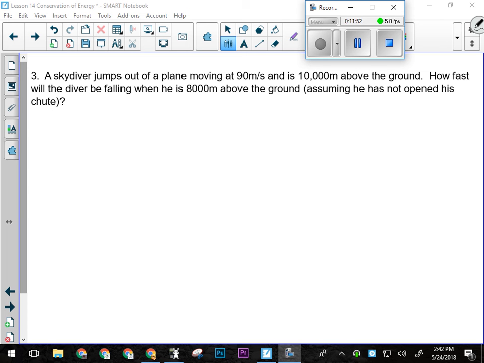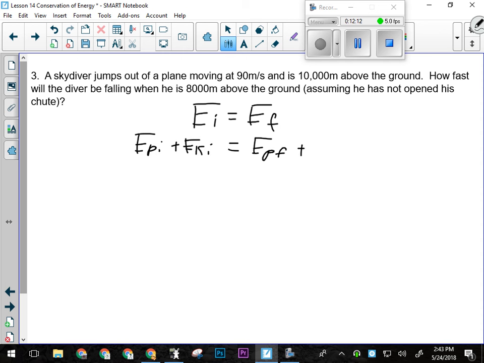Okay, so in the initial instance, we would have both kinetic as well as potential energy. Do we have kinetic and potential in the second point? Yeah, we're still 8,000 meters above the ground. So we have initial potential, initial kinetic, and both at the end as well. Plugging in our formulas, we get m times g times hi plus 1/2 mvi squared equals mghf plus 1/2 mvf squared. And we are looking for how fast they'll be falling at the 8,000 meter mark.